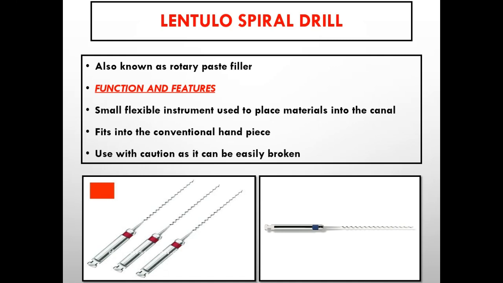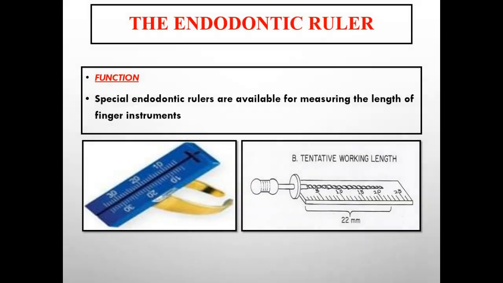Its function is to place materials into the canal. It is a small flexible instrument. It fits into the conventional handpiece. It can be easily broken, so it should be used with caution. Similarly, the endodontic ruler. Special endodontic rulers are available for measuring the length of finger instruments.